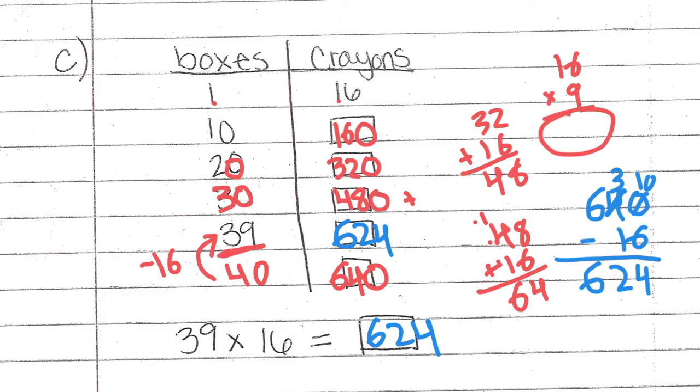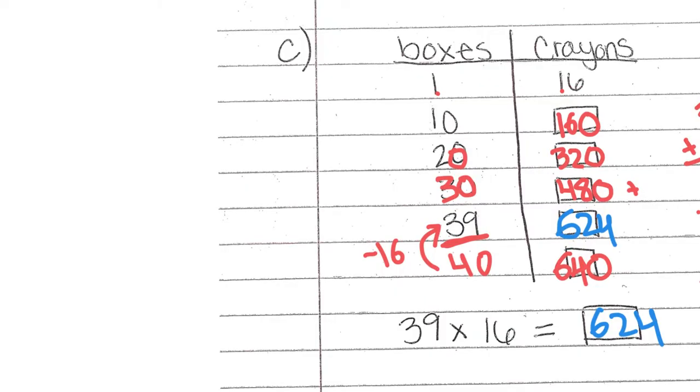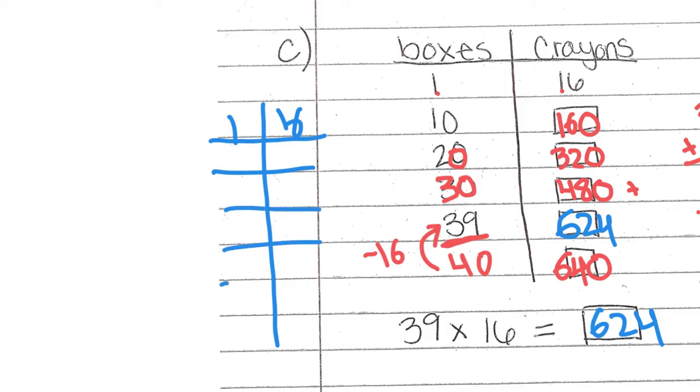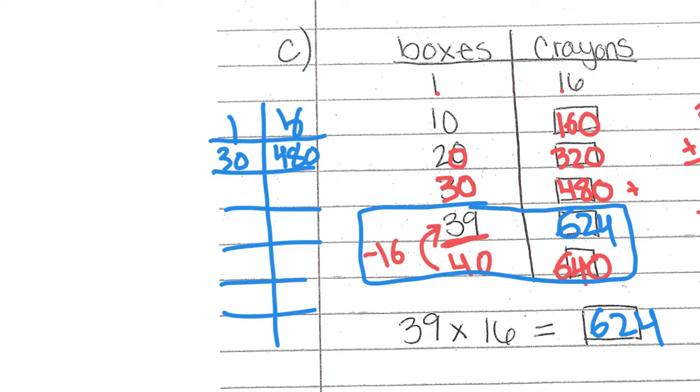Now, I absolutely understand that sometimes you're going to be in a bind and you're going to have your ratio table set up where you've got your 1 and your 16. And then you filled everything out and you figured out that, well, 30 is 480. And maybe you're not comfortable doing this process here where I find a bigger number and then I subtract from it. You could, in a pickle, you could do, well, what's 31? I just need to add 16.